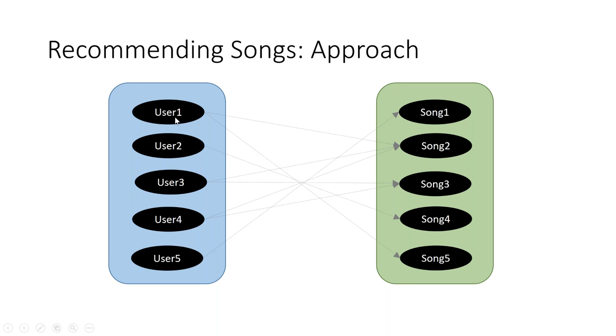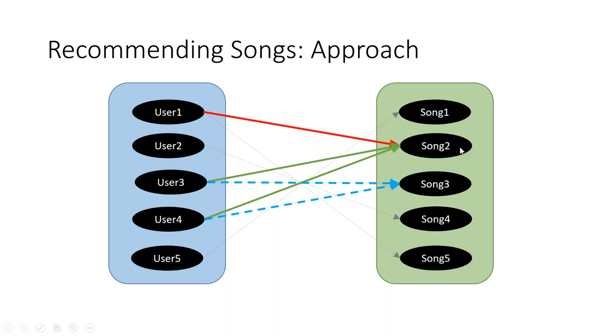For the explanation of the algorithm, I'm going to pretend that I'm user one. Now, I'm currently listening to a song called Song 2. The way this algorithm works is we're going to look for other users that listen to Song 2, and then we're going to extend the search to other songs that the other two users listen to.